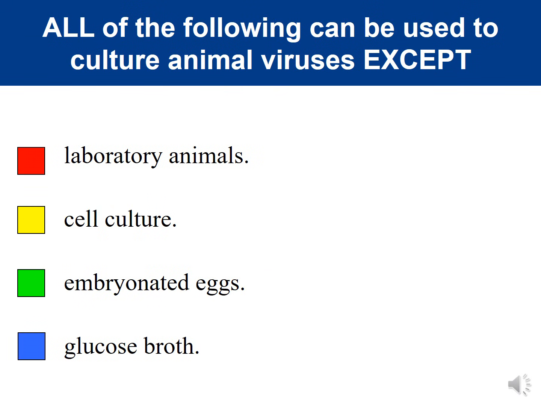So, question for you. All of the following can be used to culture animal viruses except: red, laboratory animals; yellow, cell culture; green, embryonated eggs; or blue, glucose broth? So go ahead, think it over, push pause, and when you're ready, go ahead and turn it back on.